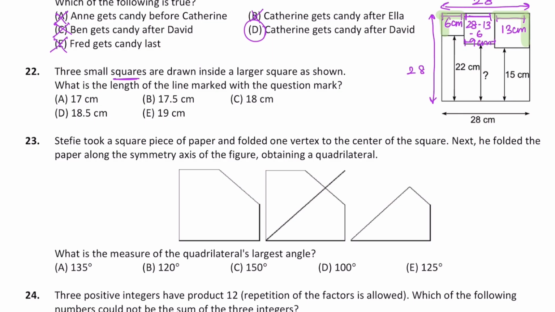Now I know that in the box that I have over here with 28, this square is 9 centimeters, and I need to figure out how long this is. So all I need to do is 28 minus 9, which is 19, and that's my answer.